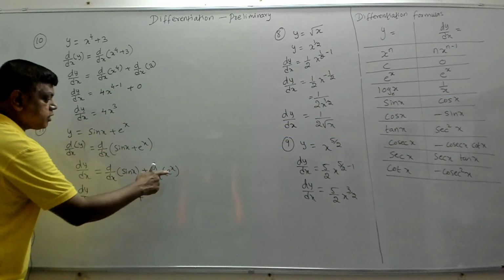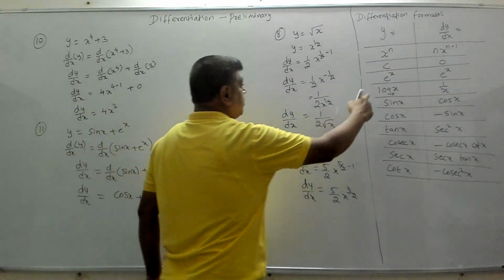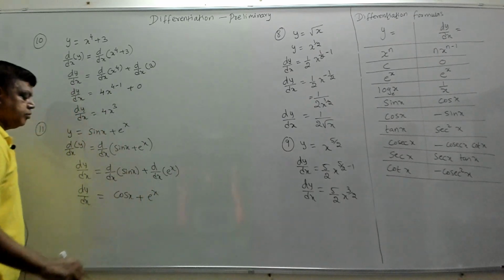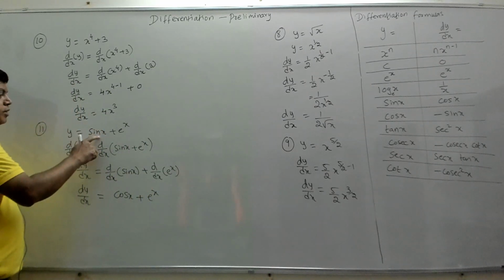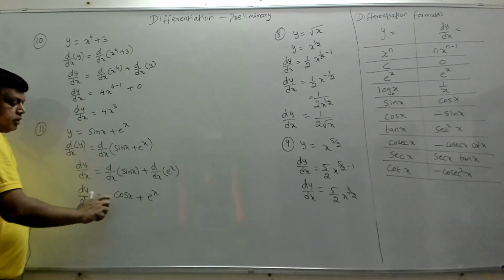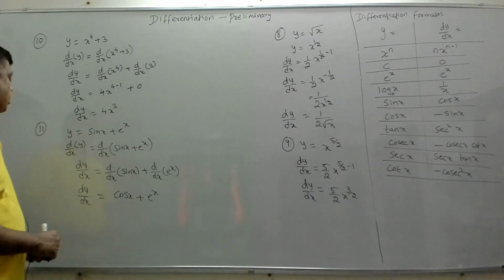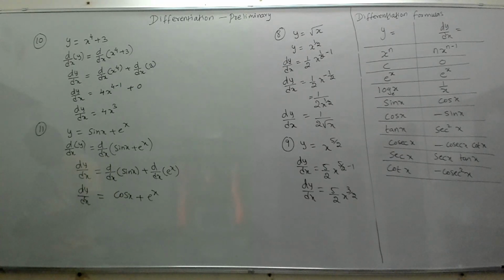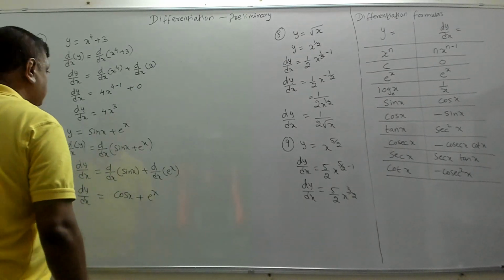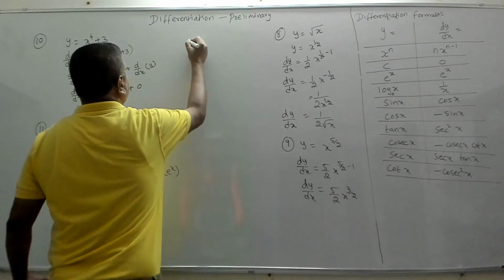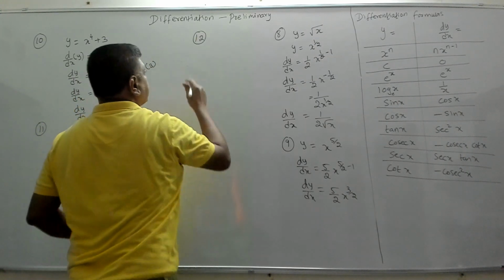plus differentiation of e power x. Differentiation of e power x is e power x. So what is the differentiation of y equal to sin x plus e power x? It is dy by dx. Differentiation is cos x plus e power x. Cos x plus e power x. Fine. Now let's do the next one. 12th problem. I'll erase this.